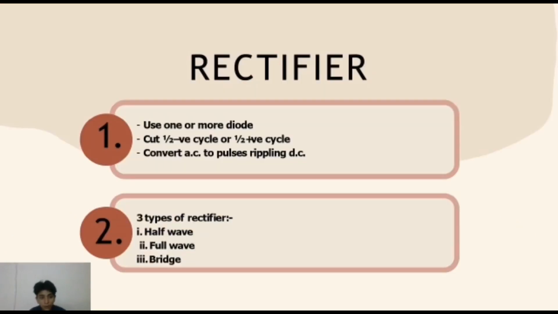First of all is rectifier. Rectifier uses one or more diodes, and rectifier cuts a half-wave negative cycle or half-wave positive cycle. Rectifier also converts AC to pulsating rippling DC. Second, there are three types of rectifier: half-wave rectifier, full-wave rectifier, and bridge rectifier.